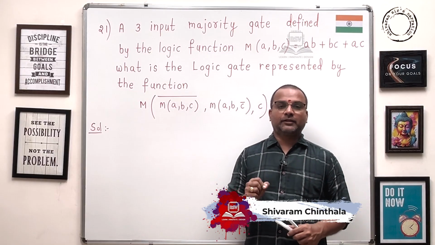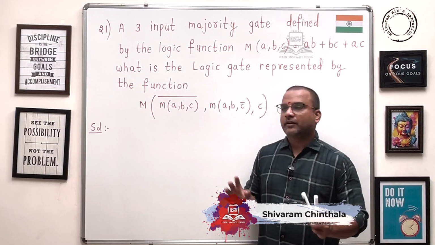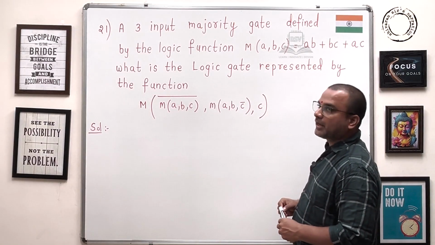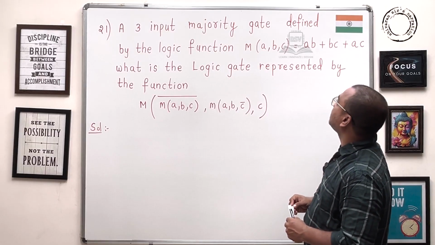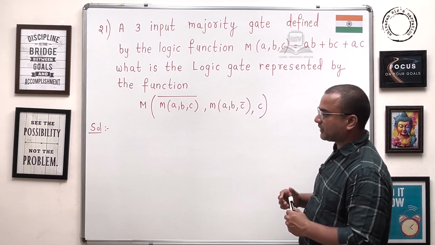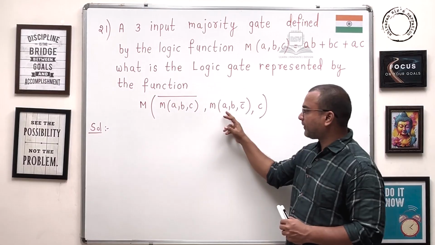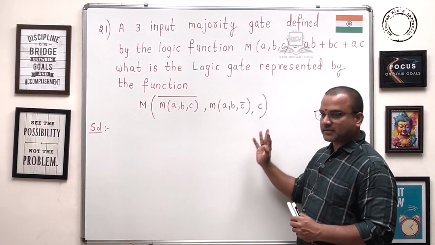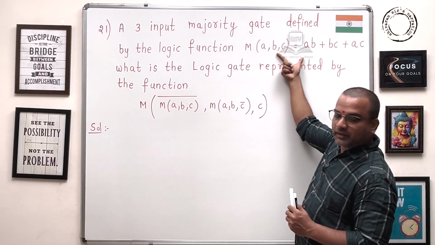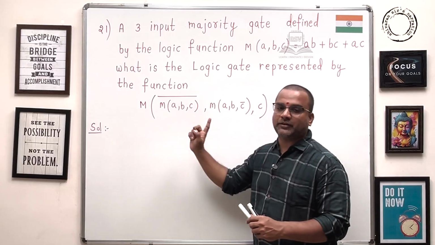Let's have another model, especially nested functions. A 3 input majority gate is defined by the logic function M of A, B, C equals AB plus BC plus AC. What is the logic gate represented by the function M of (M of A, B, C whole bar), (M of A, B, C bar), C? So this is the function, and this is a nested function, a function inside the function.